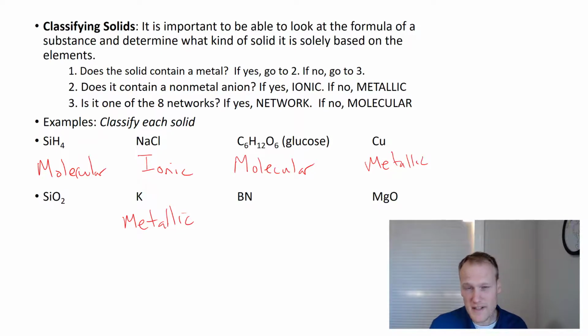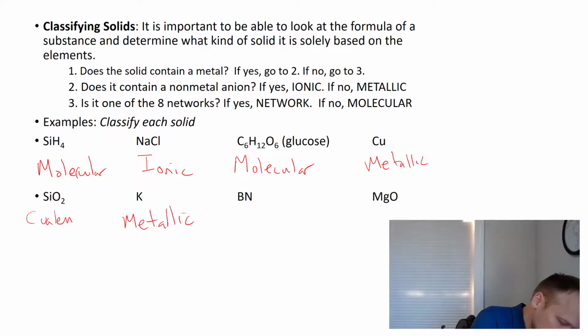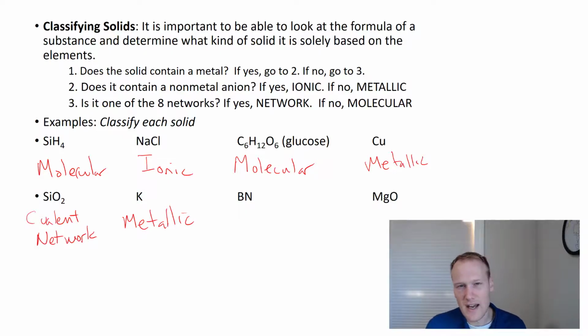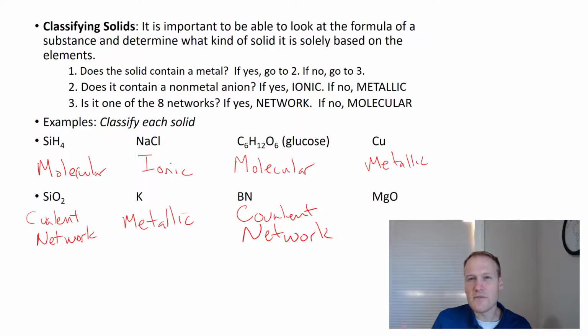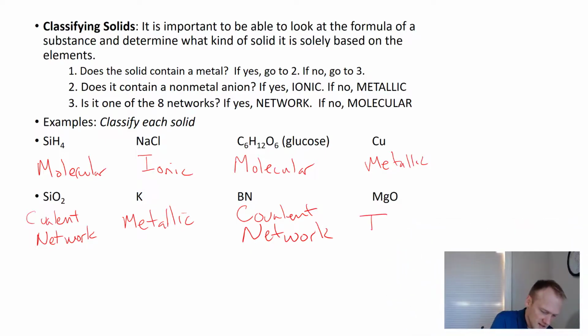Then we have SiO2. There's no metal present here. And if we look, this is one of the covalent network solids on our list of 8. So you could just write covalent network. Then we have boron nitride. This is another one of the 8 covalent network solids. So we could write covalent network. And then finally we have MgO. Mg is a cation, O is an anion. This is an ionic compound. This will become easier the more you practice this process.